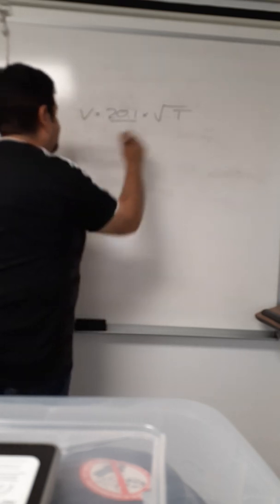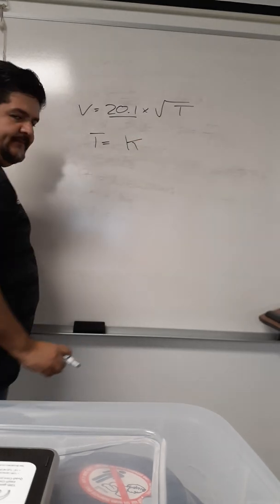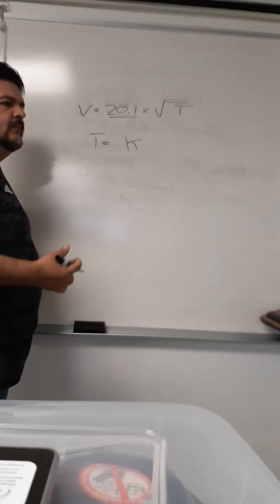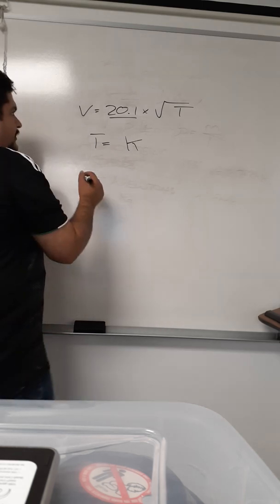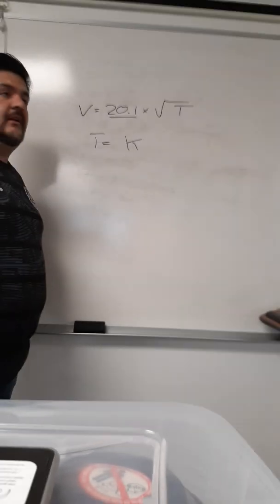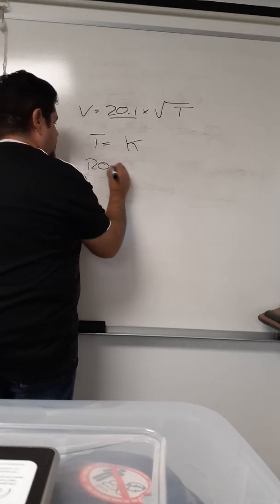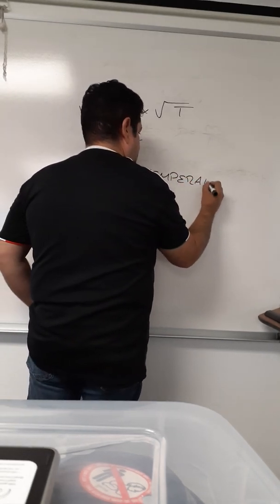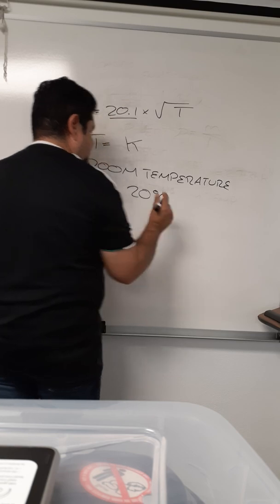Now let's go with temperature. Temperature is always going to be measured in kelvins. And this is the tricky part. On the case scenario, we're always going to put the temperature in Celsius. So I can ask you, what is the speed of sound in a room that is at room temperature? Room temperature is always going to be 20 degrees Celsius.